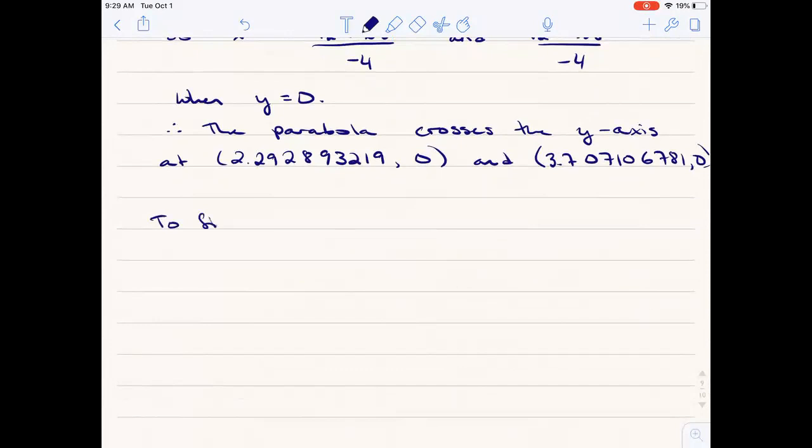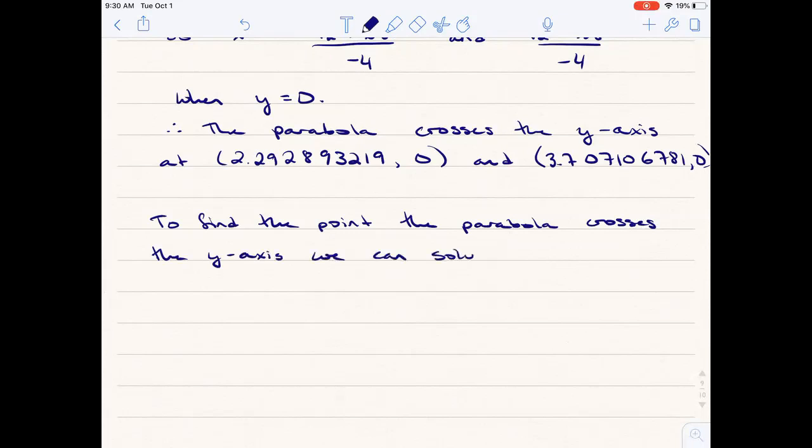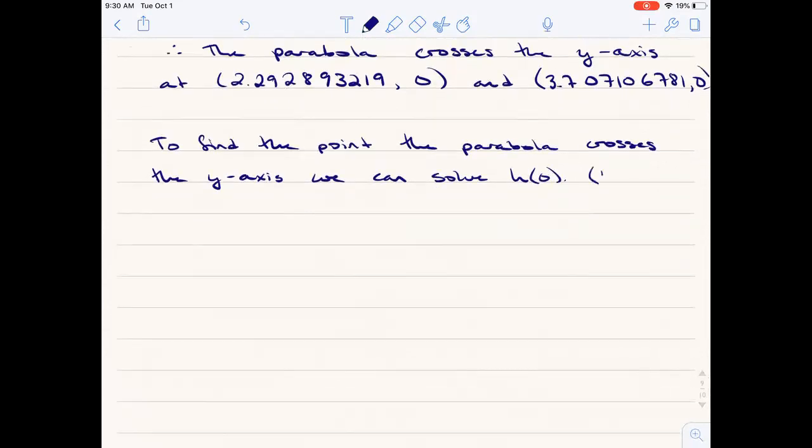To find the point the parabola crosses the y-axis, we can solve h of 0. I'll just put in brackets, let x equal 0. H of t was just a reminder.